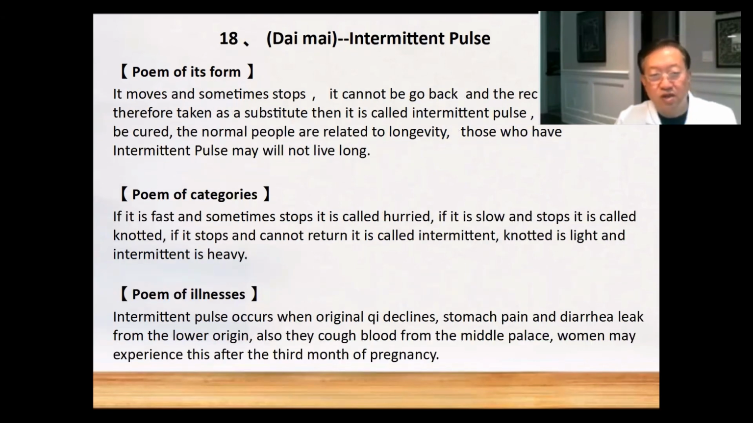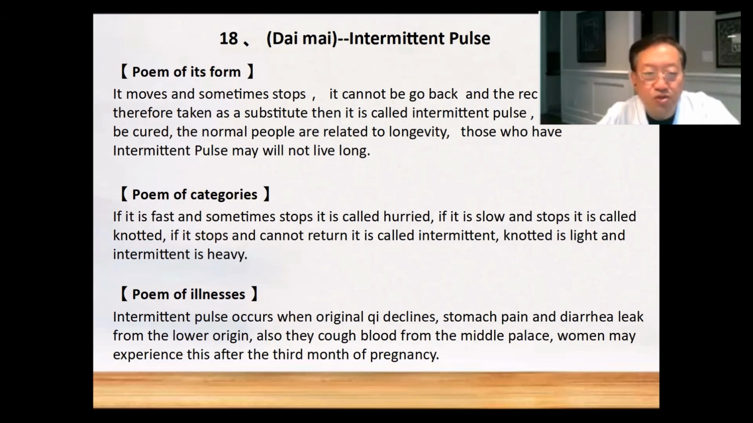18, Daimai, or intermittent pulse. Poem of its form. It moves and sometimes stops. It cannot go back. And the recurring action is therefore taken as a substitute. Then it's called intermittent pulse. The patient can be cured. The normal people are related to longevity. Those who have intermittent pulse will not live long.